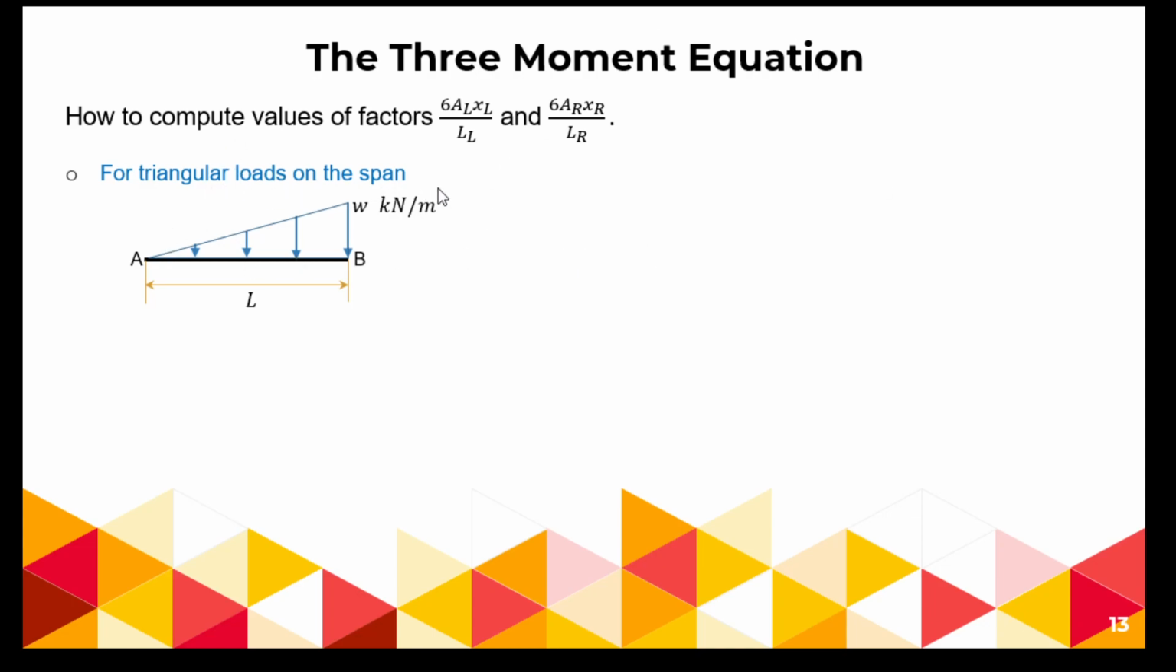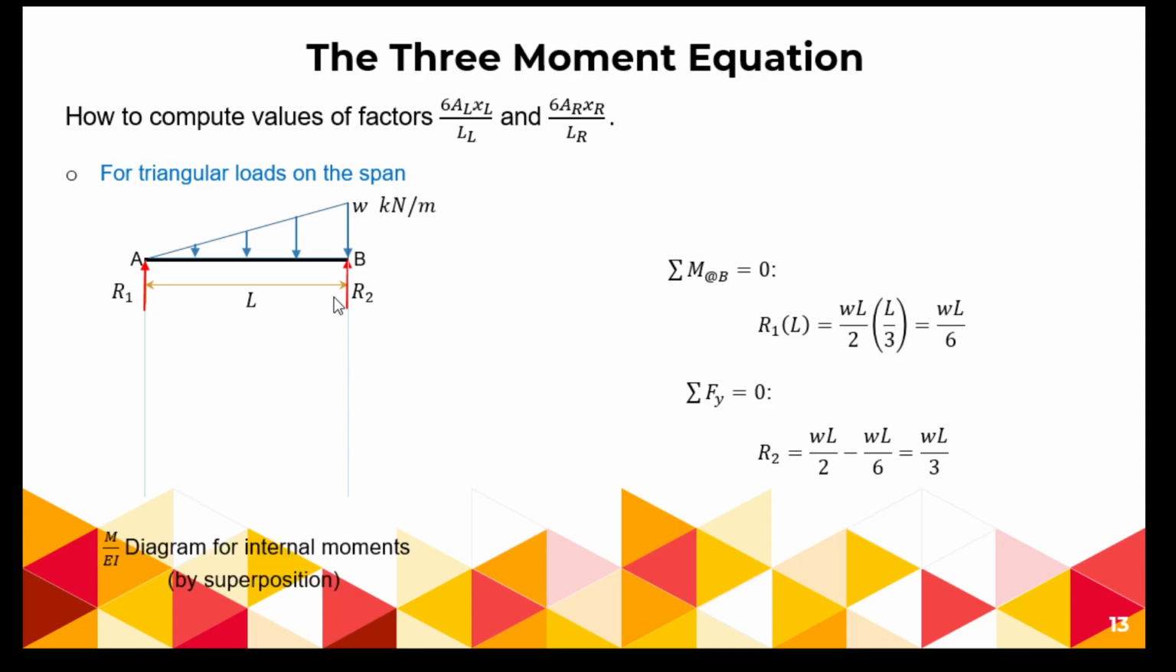Now, for the triangular loads naman, what is the value of your factor here? If you are analyzing the left. Basta gani factor gang may mga LL niyo, that is to the left. Kung may R naman na siya, ang right span naman ang inyong gina-analyze. So, for triangular loads on the span, get the reaction. The M over EI diagram would be this one.